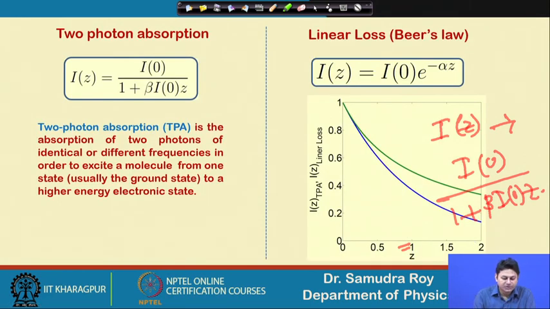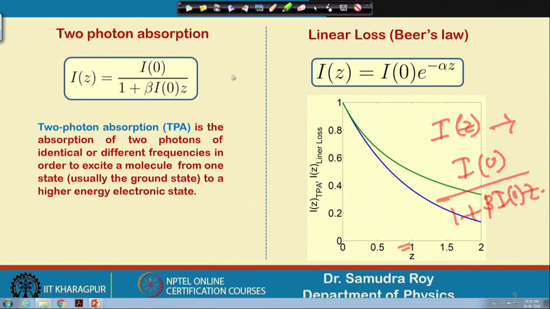So for two-photon absorption, we find an expression which is this. Two-photon absorption is the absorption of two photons of identical or different frequencies in order to excite the molecule from one state to a higher-energy electronic state. In that case the intensity is also changing, and the change of intensity follows this rule.